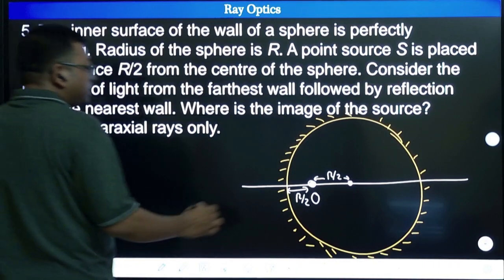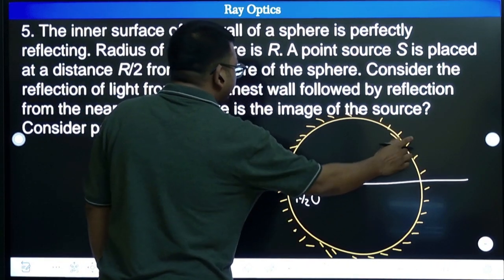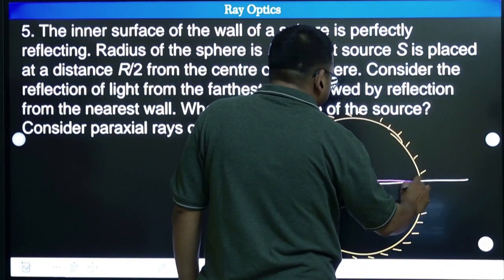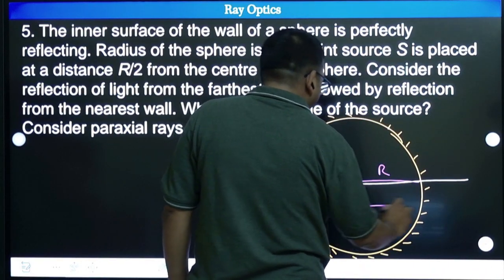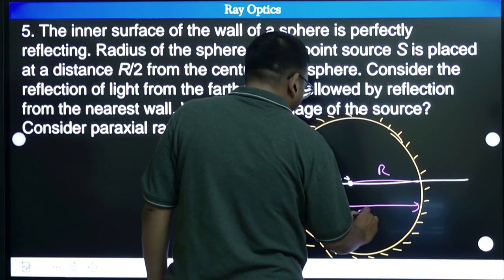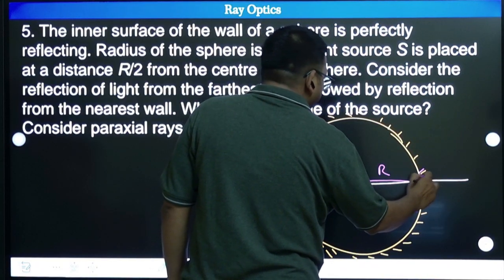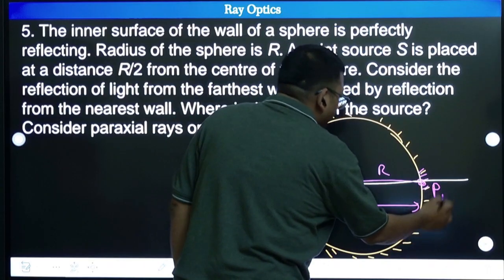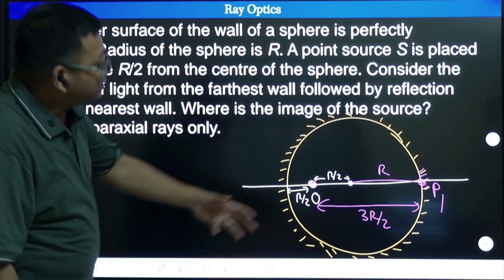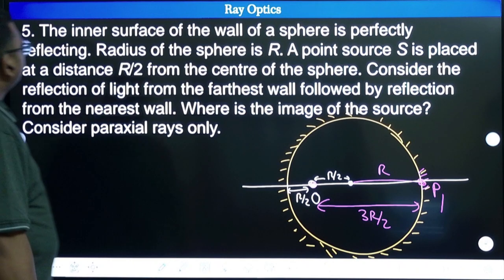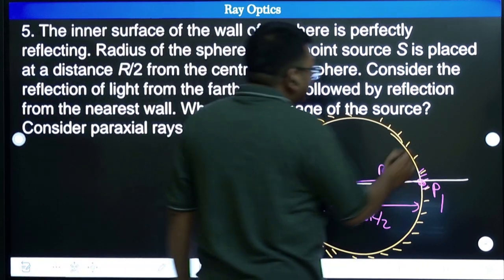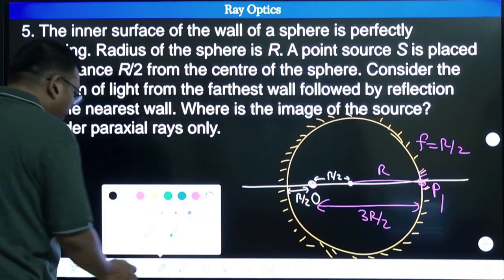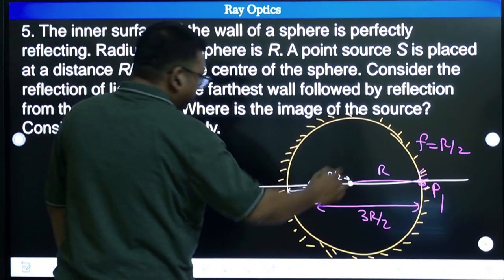Now do the calculation. They are saying that first the rays will go and hit the farther surface. This distance is r, so the distance of the object from here will become r plus r by 2, that is 3r by 2. Consider this as the pole P, and first let us take this as pole 1. First consider reflection from that surface and tell me where the image will be formed. Radius of curvature is r, so focal length will be r by 2. Do the calculation quickly and let us find out where the image will be formed.